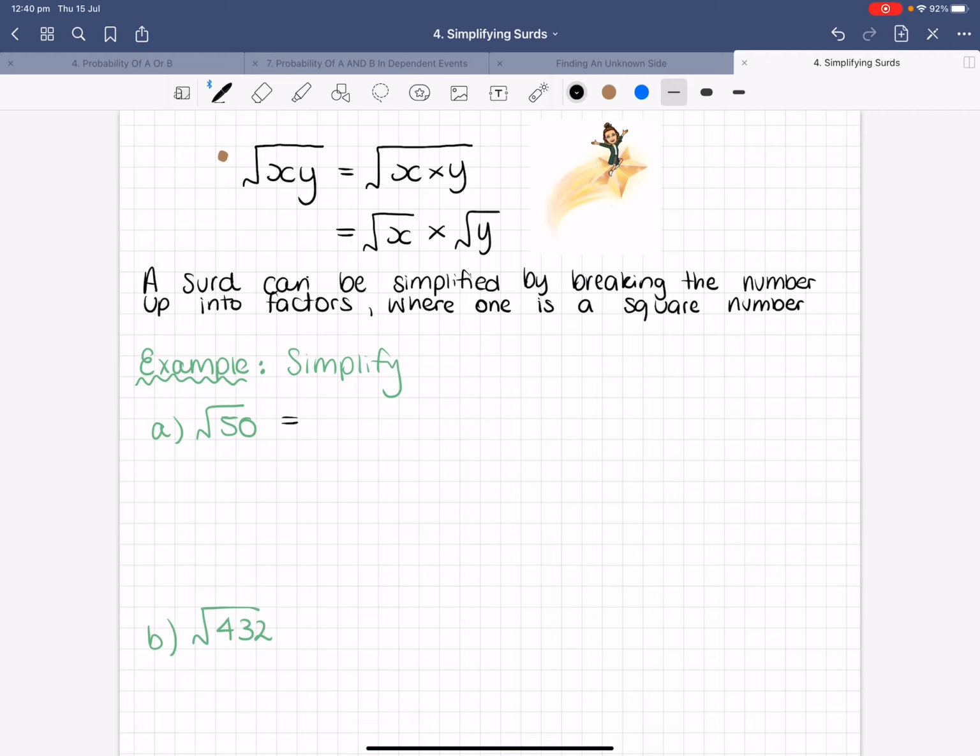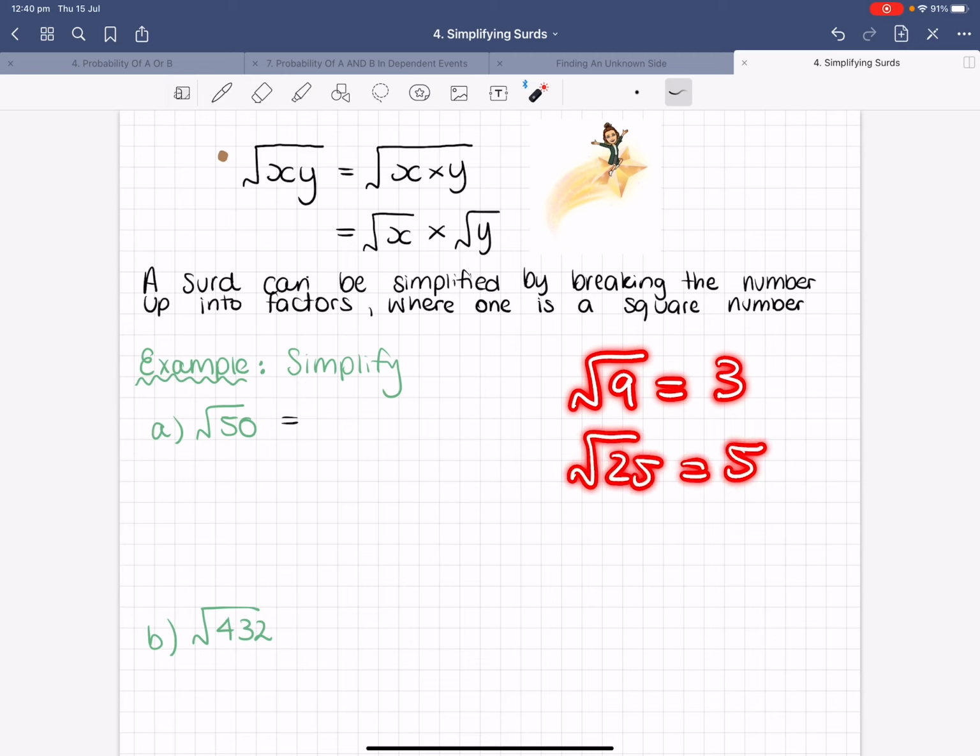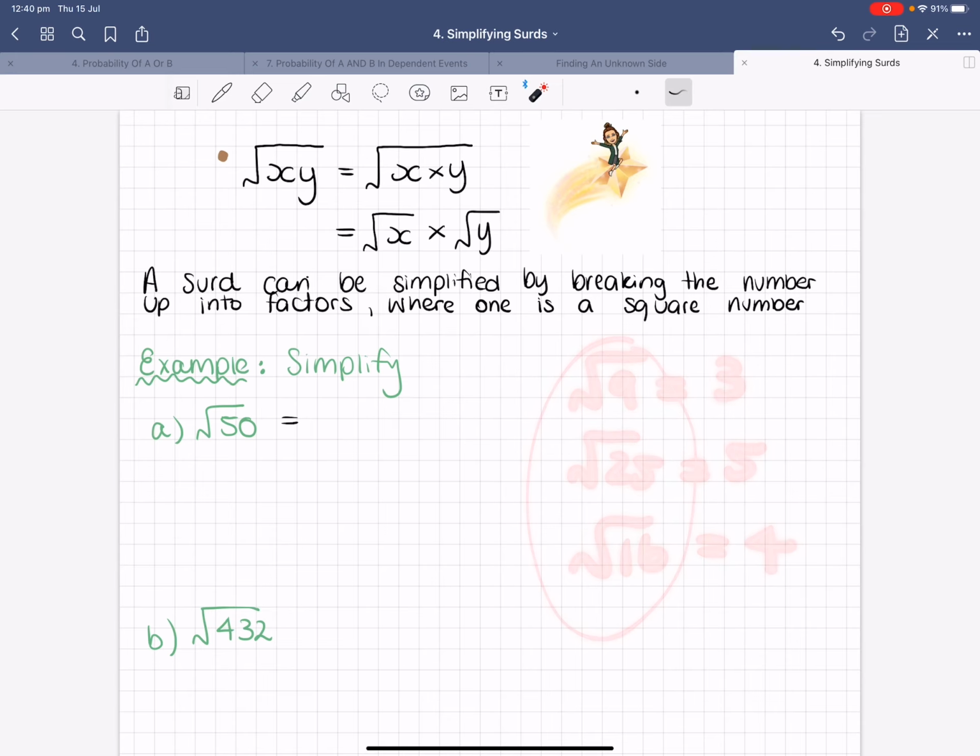And what that means is a square number is you can take the square root of it and it gives you a whole number back. So 9 is a square number, or 25 is a square number, or 16 is a square number, okay? So all of those are square numbers. So what are the factors of 50 where one's a square number?